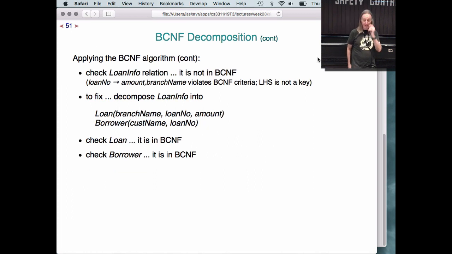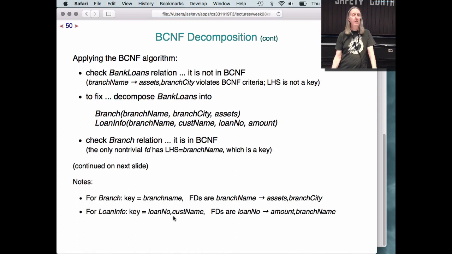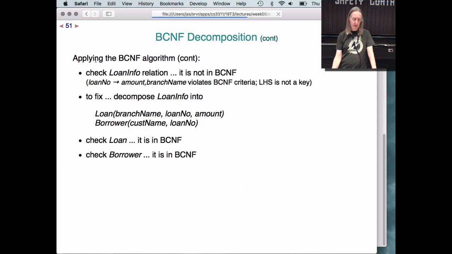Alright, speaking of loan info, have a look at loan info. There's only one functional dependency relevant to it, and that doesn't contain the entire key on the left-hand side. Okay, so the key for that loan info table is these two attributes. This functional dependency doesn't have customer name in it. Therefore, we've got a dependency that doesn't depend on the whole key. Therefore, we violate BCNF.